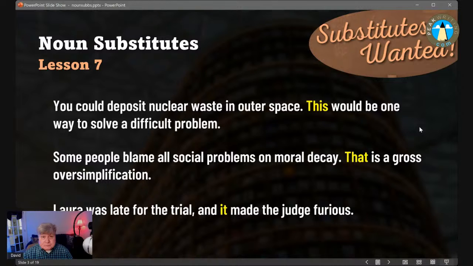Another example: Laura was late for the trial and it made the judge furious. That is not the cleft it or the dummy it. That it tries to refer to something in the previous clause. And that something was lateness. But notice that in the previous clause, lateness is not there. It is implied. The act of Laura being late or her lateness is implied.